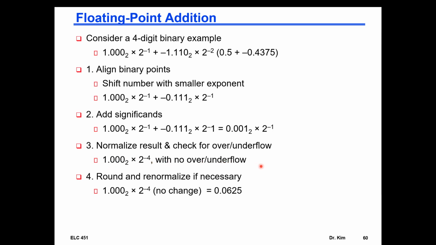And what we're going to see is that the arithmetic unit has to check for that overflow or underflow. You also have to round and renormalize if necessary. Again, the arithmetic unit for floating point numbers has to do that as well. In this case, we have no change in our example.